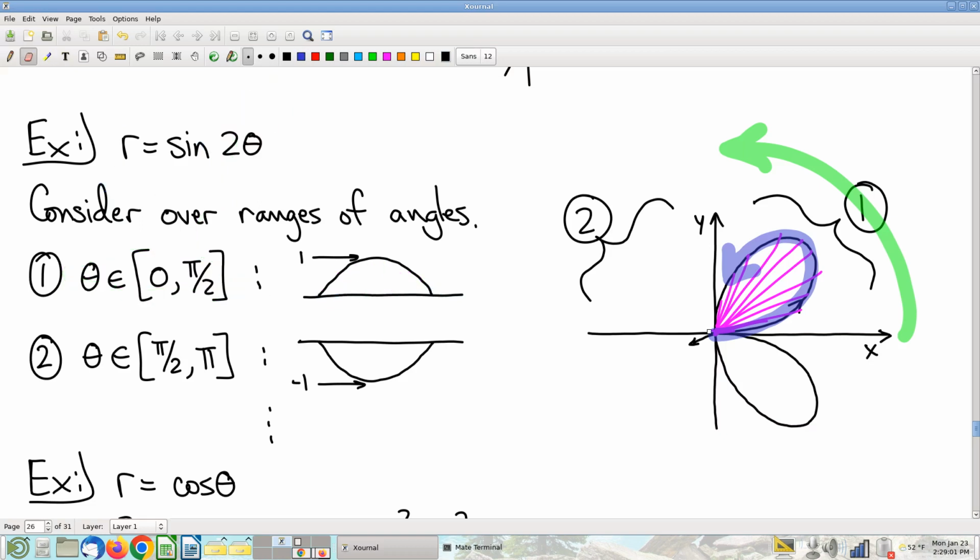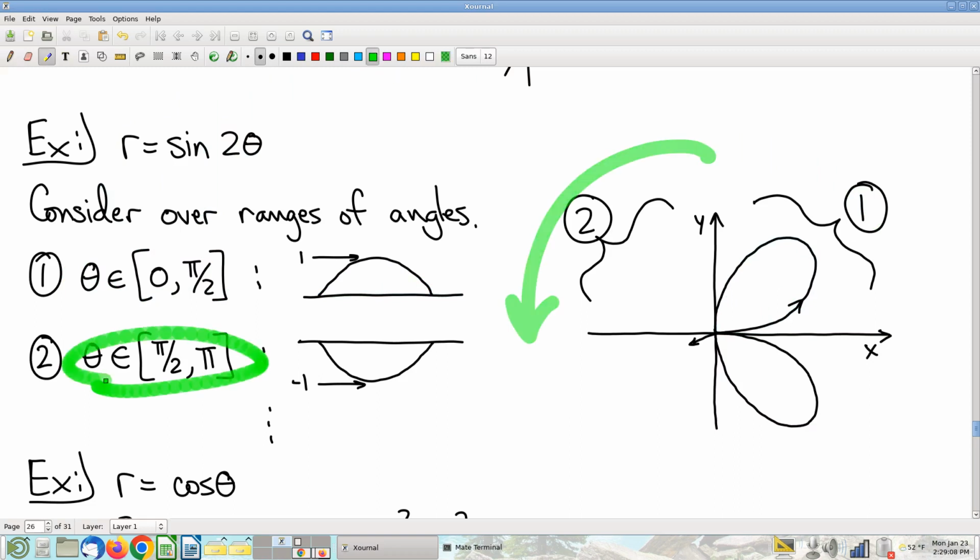Let's think now about the next range of values. We just looked at 0 to pi over 2. Now let's look at pi over 2 to pi. And again, keeping in mind, this is what theta is doing. Theta is not the argument of the sine here. It's 2 theta that I'm going to be taking the sine of. 2 theta goes from pi to 2 pi, during which time r goes from 0 down to -1 and then back up to 0.